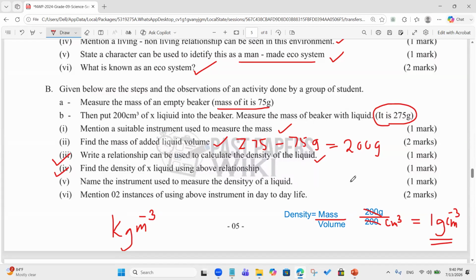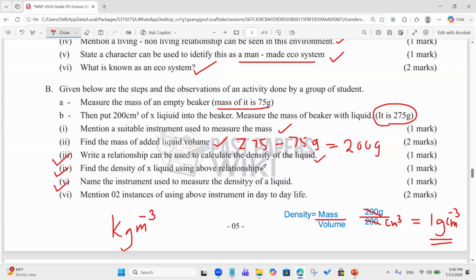Name the instrument used to measure the density of liquid. As you say, that's correct. That's a hydrometer, 1 mark. And mention 2 instances of using the above instrument in day-to-day life. Not the instruments, actually. They're asking about the instances. What are the instances where we use the hydrometer in day-to-day life?